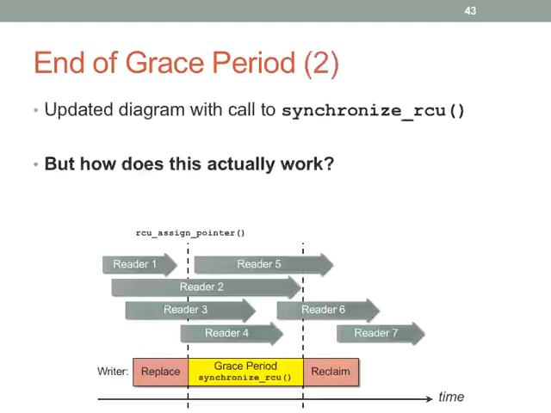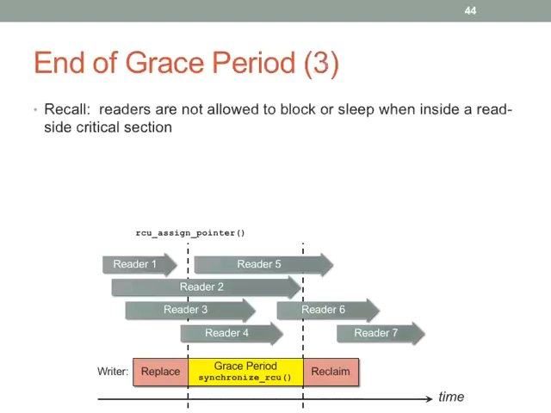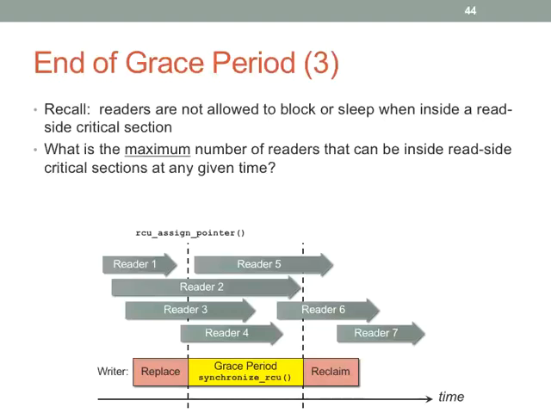So how does this actually work? This is the interesting part of read copy update. Readers are not allowed to sleep or block. They must progress until they call RCU unlock, to end their read side critical section. So here's a question. How many readers are allowed to be executing at any given time? If I switch away from a reader and it gets preempted, it can't be inside of its read side critical section. I'm not allowed to do that, right?